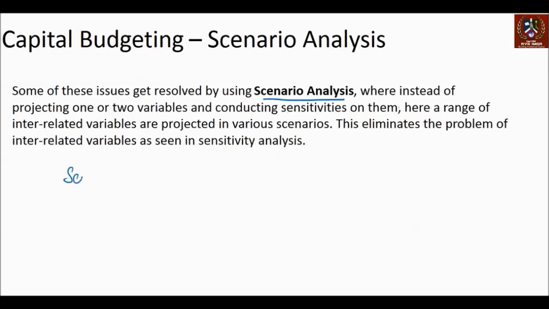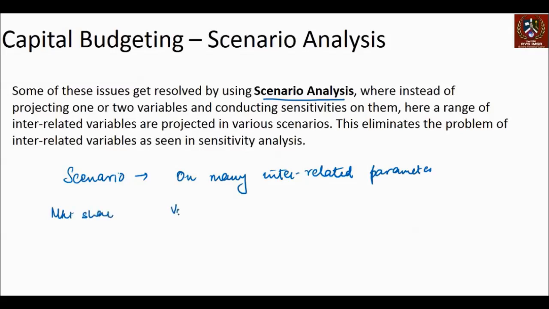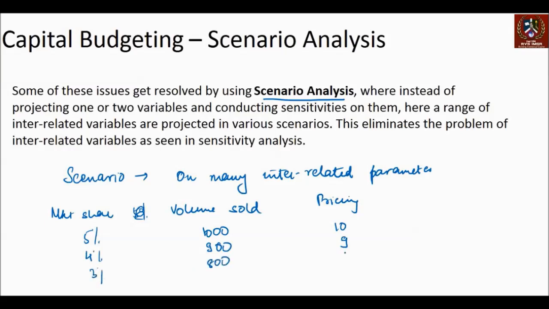Now, scenario analysis is an extension of sensitivity on many interrelated parameters, right? So in this case, you'll create a scenario where you're looking at many interrelated parameters, such as, let's say, market share, volume sold, and pricing, right? So you've said market share could be 5%, volume sold is, let's say, 1000, pricing is 10; 4%, volume sold is 900, pricing is 9; 3%, volume sold is 800, pricing is 8.